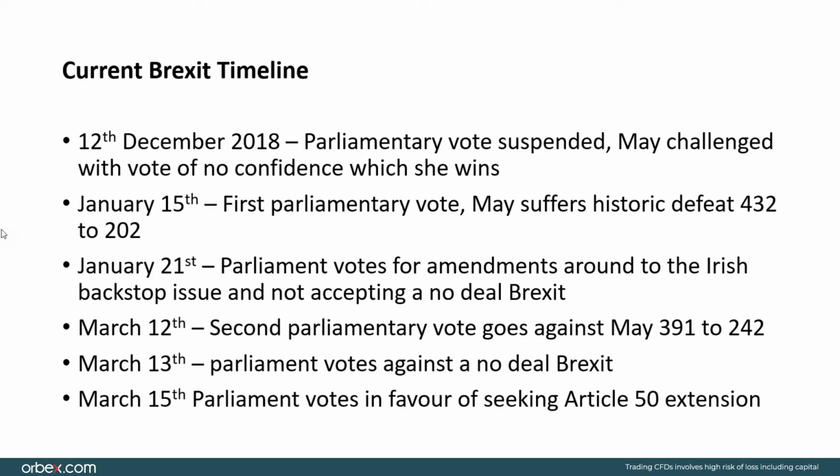So following the vote on March 12th, May used a point of order to outline the next steps, where she confirmed that Parliament would be given the option to vote on whether to press ahead with a no-deal Brexit or to seek an extension in the Article 50 process. Following a debate the next day, on March 13th, Parliament voted in favour of rejecting a no-deal Brexit by a majority of 321 to 278 votes.